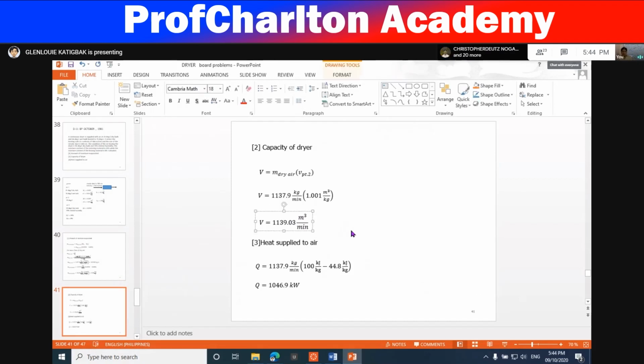Hindi, sige, iwan mo muna. Iwan mo na. Ako na bahala dyan. Sa number 3, anong formula mo? Di ba, is a mass of air then ano yan? H2 minus H1? Yes, sir. Sige.